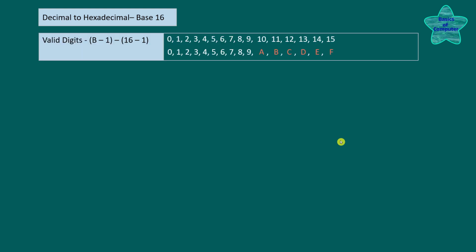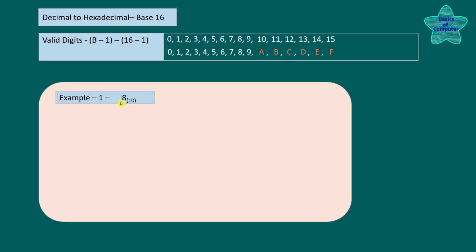Let's continue and try to understand exactly how to convert a given decimal number to a corresponding hexadecimal number. We know the process. Let us repeat, but this time for hexadecimal, base 16. To make it easier, we write down the letters here so that we can easily map them to the corresponding values. Let's take a simple example, 8 to the base 10. The number 8 in decimal, we want to convert to base 16.